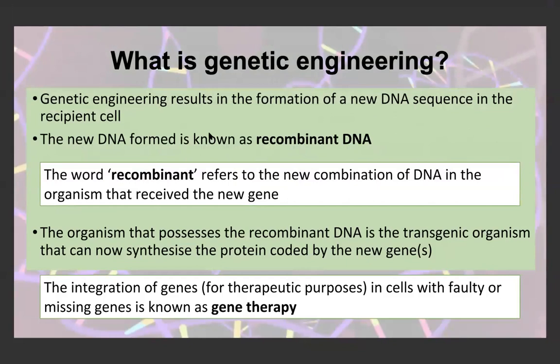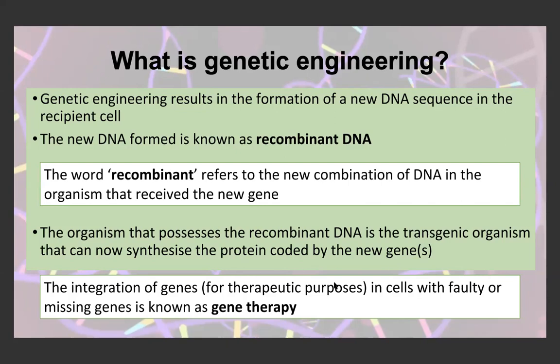Genetic engineering results in the formation of a new DNA sequence in the recipient cell. So the nucleotides or the nitrogenous bases have been replaced by one or more new nitrogenous bases. And the new DNA that is formed is known as the recombinant DNA. The word recombinant refers to a new combination of DNA in the organism because of this new gene that is being received. The organism that possesses the recombinant DNA is called the transgenic organism, and it can now synthesize the protein coded by the new genes.